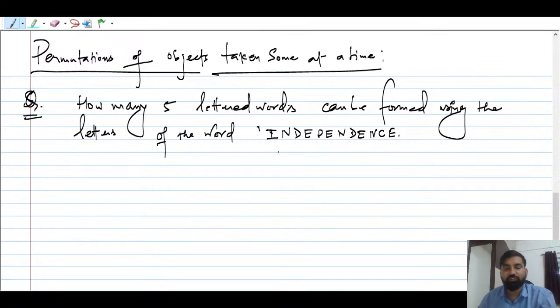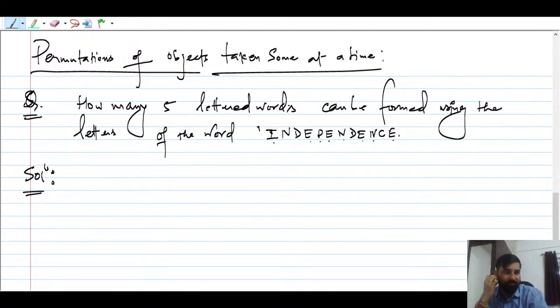You see, many of you might make a mistake here, right? So what kind of mistake are you going to make? How many letters in independence? 1, 2, 3, 4, 5, 6, 7, 8, 9, 10, 11, 12. There are 12 letters, and you're going to select 5 and then arrange. That is wrong. Okay.